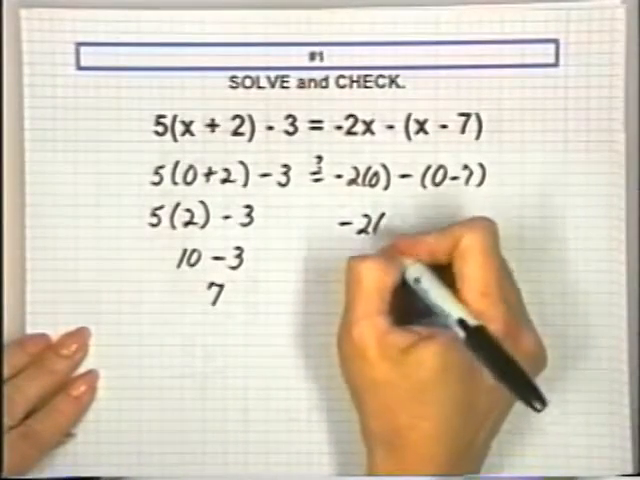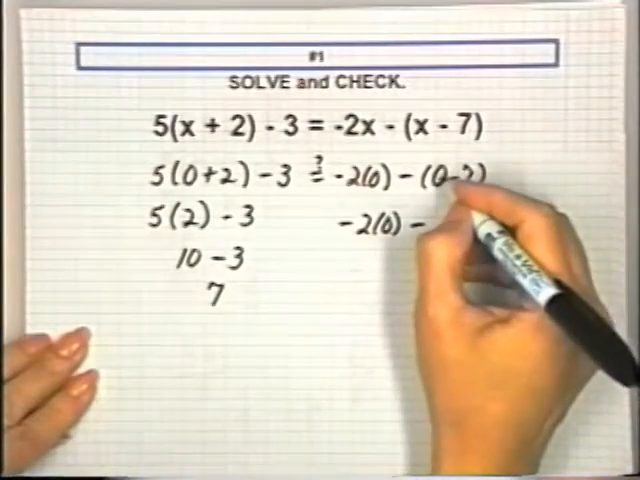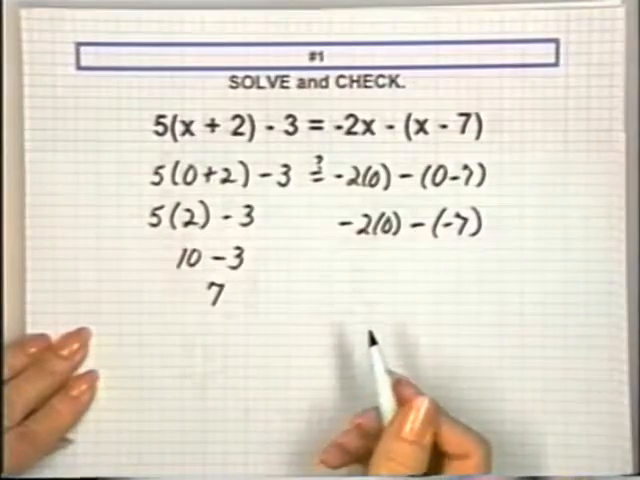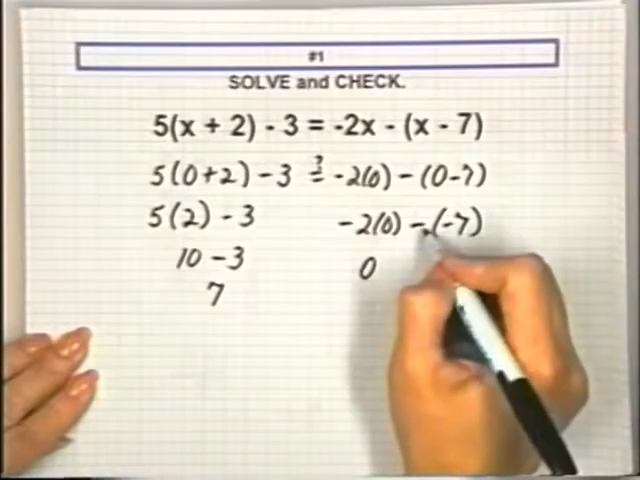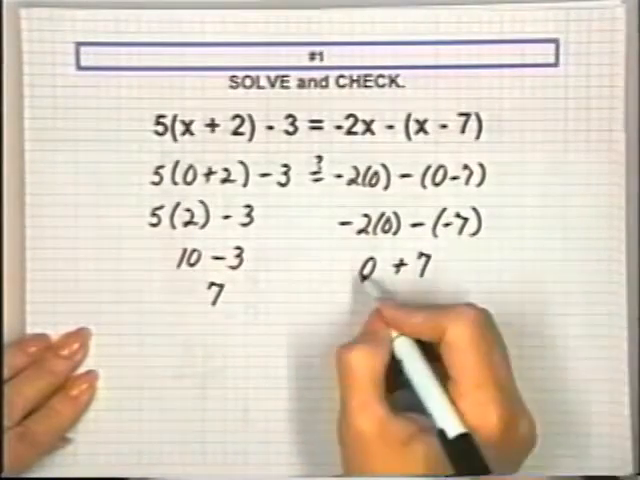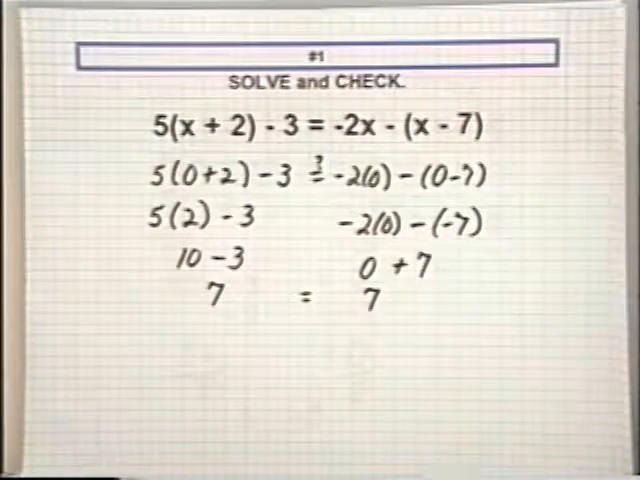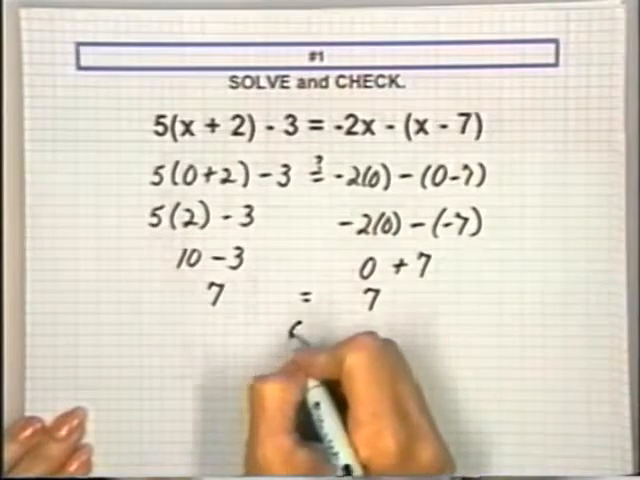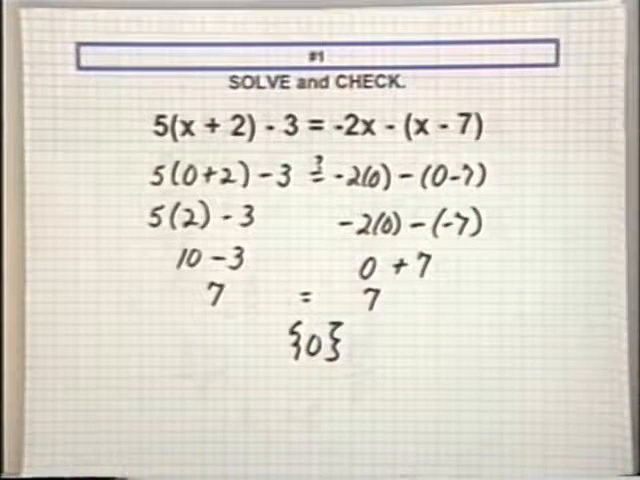Let's write the negative 2 times 0 subtract. In parentheses we have 0 subtract 7, which is a negative 7. Negative 2 times 0 is 0, minus a negative 7 is a plus 7. 0 plus 7 is 7. Since 7 equals 7, that tells me that 0 is the solution for this equation. So let's write it as a solution set.